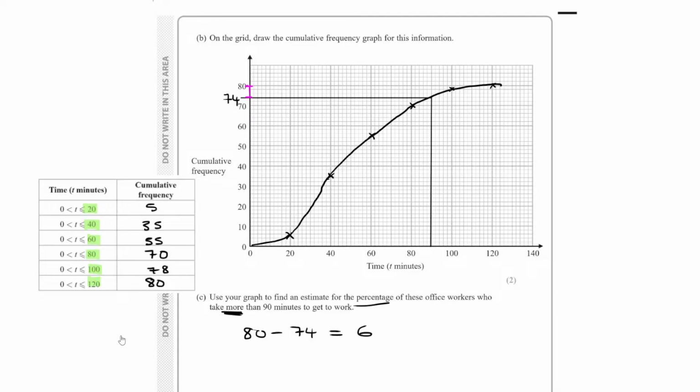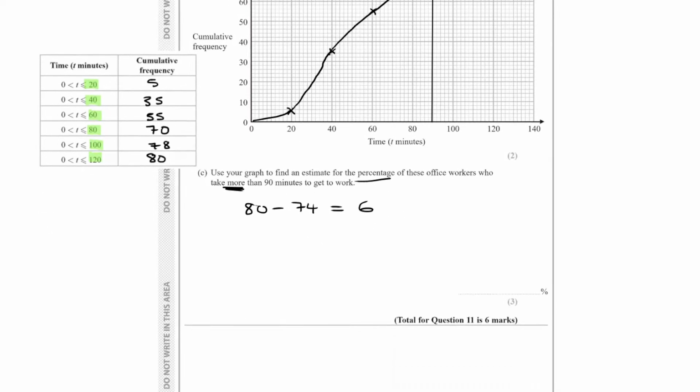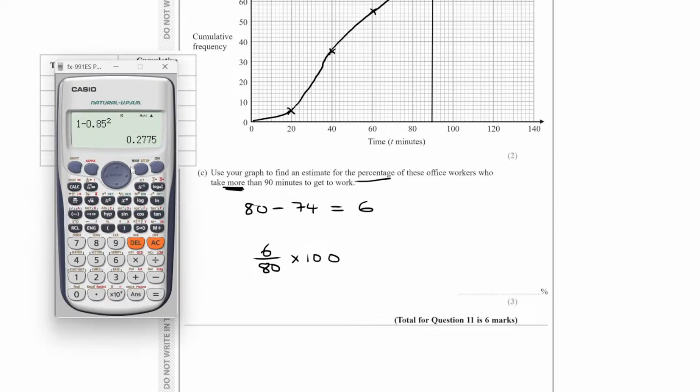Let me scroll this down a bit. They want it as a percentage, so 6 over 80, because 80 people in total. So that's the fraction. Make it into a percentage by times it by 100. 6 divided by 80 times by 100, you can see is 7.5.